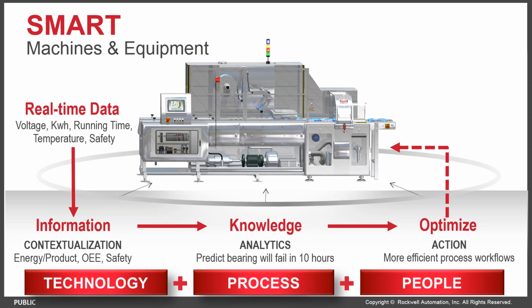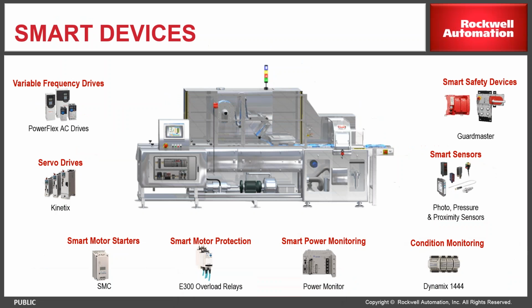So building smart machines and equipments requires the right mix of technology, process, and people. So when you talk about smart devices, the slide here represents the various smart devices which are available in the Rockwell portfolio. So we have the smart sensors, we have smart safety devices, condition monitoring devices. Then we have the motion control devices and power monitoring devices. And the variable frequency drives and the servo drives are also smart enabled devices today. And all these devices can be hooked onto a network.